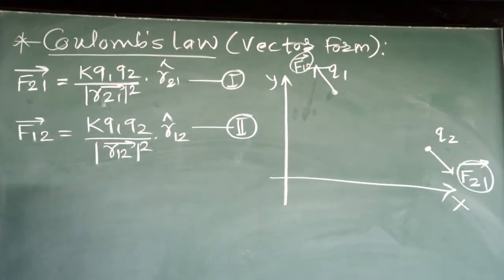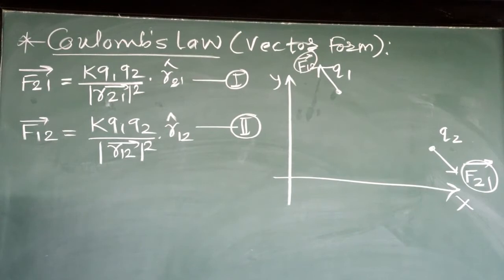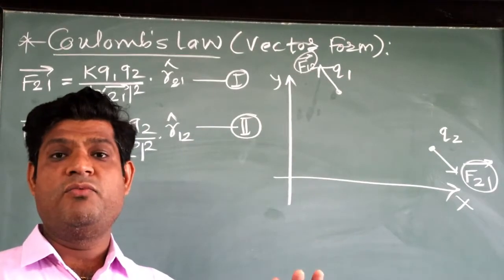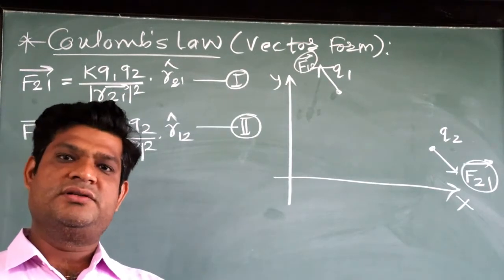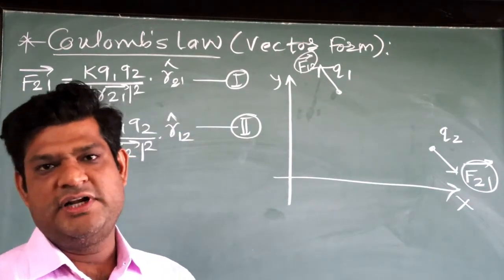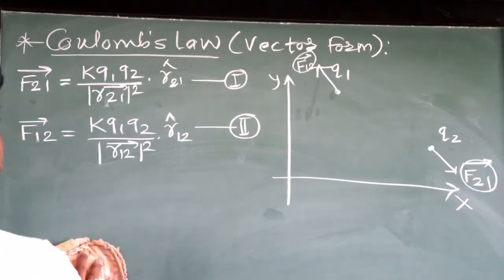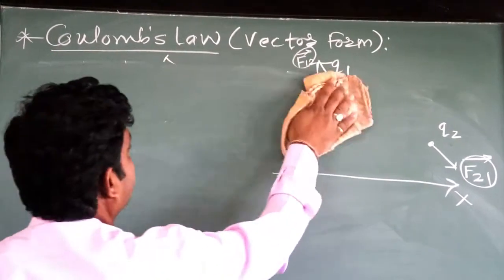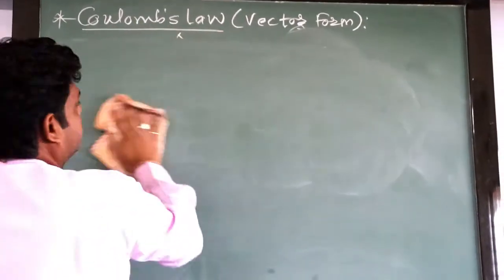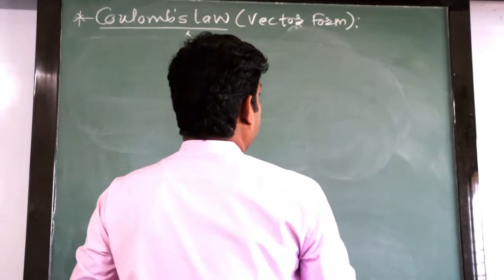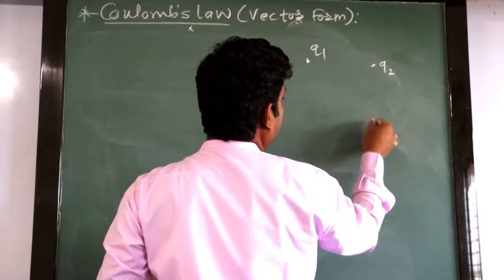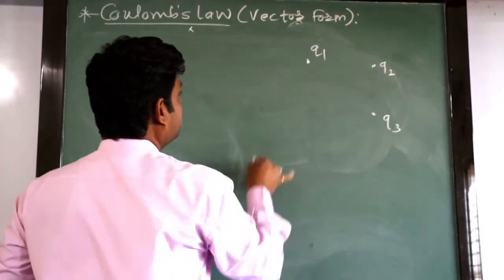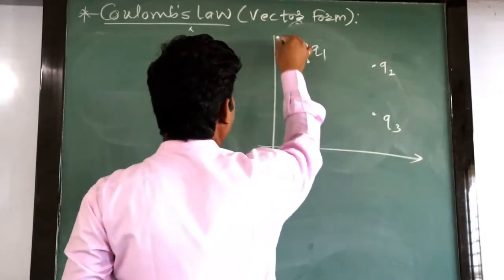This we studied. Now the question arises in our mind: what will happen if more than two charges are present? So how can we calculate the force acting on any charge particle? For that purpose, suppose we draw a diagram. Suppose we are having a number of charge particles. It is Q1, it is Q2, it is Q3, right? In the xy coordinate system.